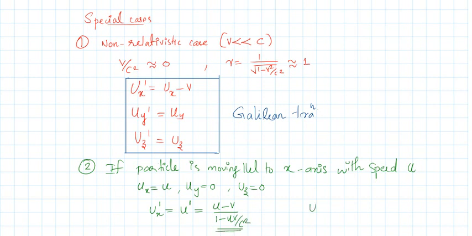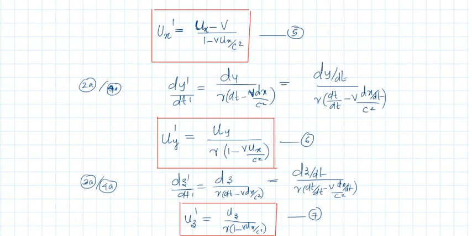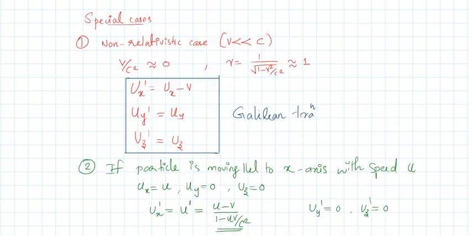What is uy prime? It is 0. What is uz prime? It is 0. Because uy and uz are already 0, uy prime and uz prime are also 0. So the equation will reduce to u prime equal to u minus v divided by 1 minus uv by c square, when the particle is moving parallel to the x-axis. This is the equation.